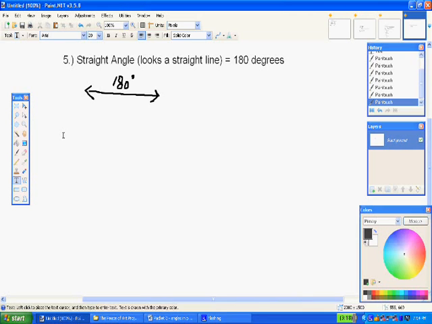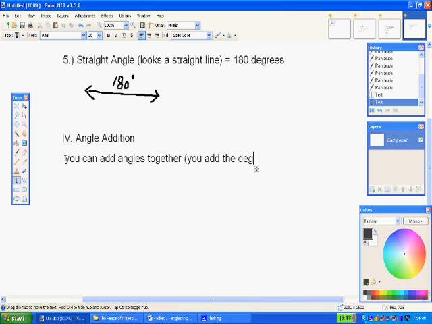All right, we're now going to talk about angle addition. What happens when you add two or more angles together? Well, you simply add the degrees together. Angle addition. Basically, you can add angles together, and to do this, you add the degrees of the angles. Let's do an example. We have a diagram that looks like this.